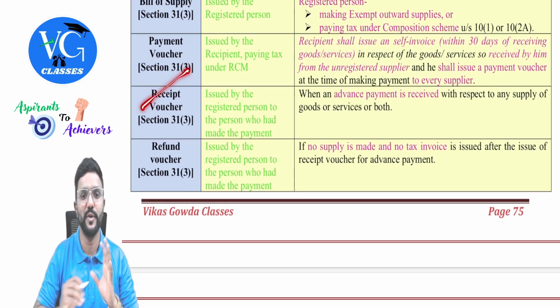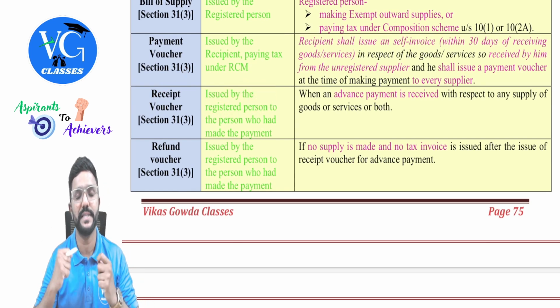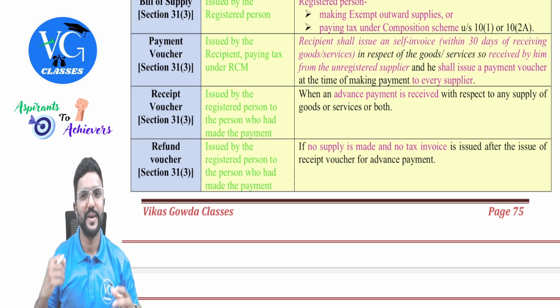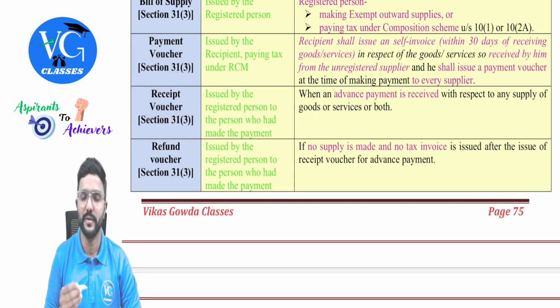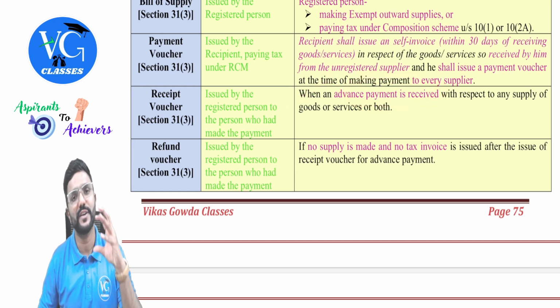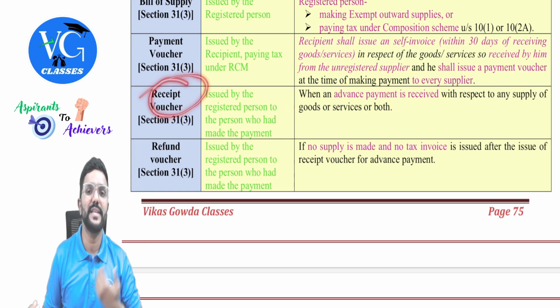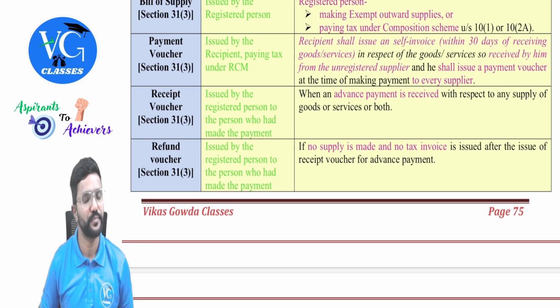Payment voucher is done. Next, the receipt voucher. This is issued by the registered person who is receiving an advance from the recipient for goods or services to be supplied in future. As a proof, the supplier has to issue the receipt voucher to the recipient. When an advance payment is received for goods to be supplied or services to be rendered in the future, the receipt voucher will be given by the supplier to the recipient. And in the future, when the supply actually takes place, the supplier has to issue an invoice to the recipient.